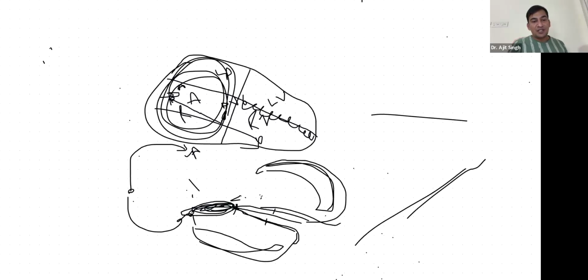So this is the bundle of His, which has come from the AV node to this point, and from here these are called Purkinje fibers. After this, when they differentiate into the left chamber or right chamber, these are called Purkinje fibers. These Purkinje fibers circulate the impulses to all the chambers, the right ones to the right chamber, the left ones to the left chamber, right?